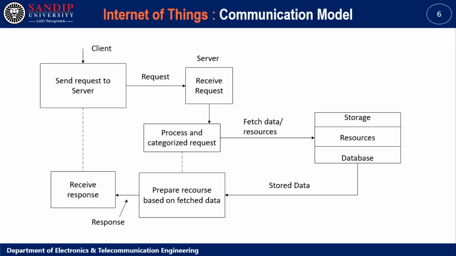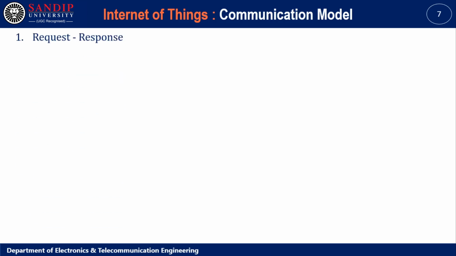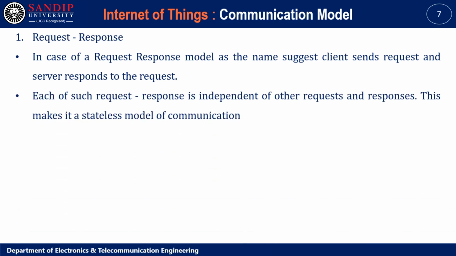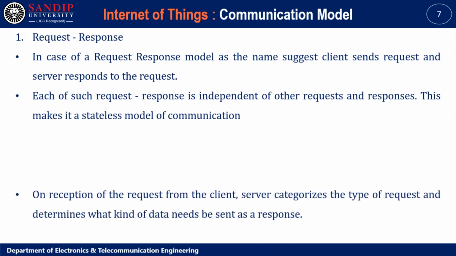Now let us discuss the Internet of Things communication model. The figure shows the request response model. In the request response model, as the name suggests, the client sends a request and the server responds to the request. Each such request and response is independent of other requests and responses. This makes it a stateless model of communication.